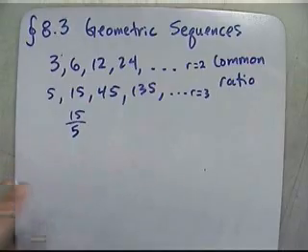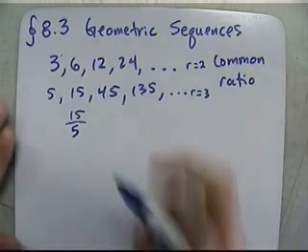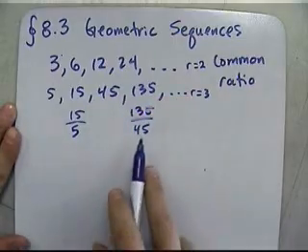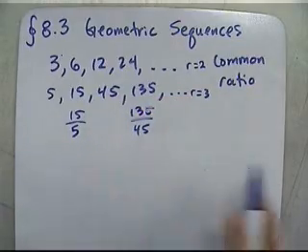So now the nice part is that for this common ratio, you can do it for any of the terms. If you took 135 and divided by the term in front of it, 45, that will still give you the same ratio. You should get the same ratio all the way through.